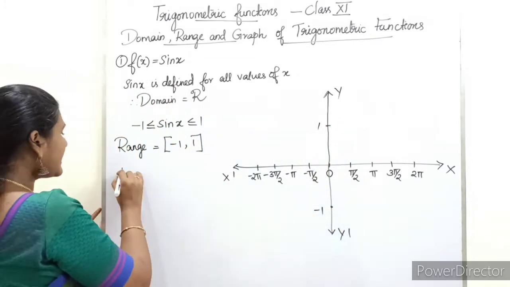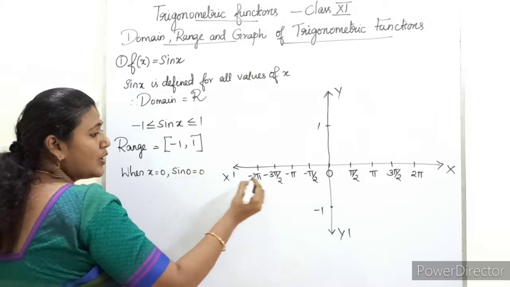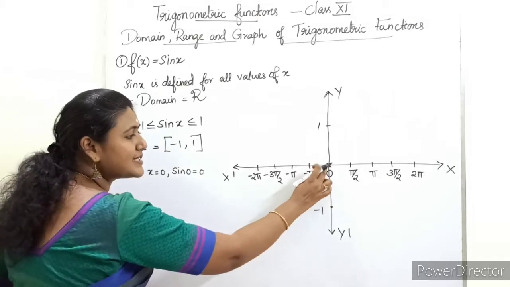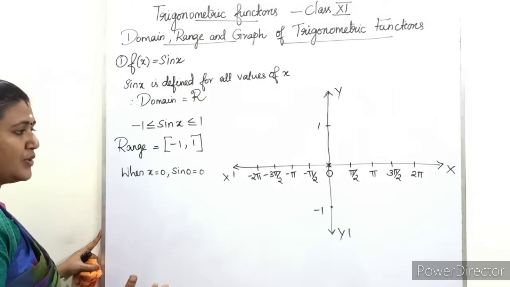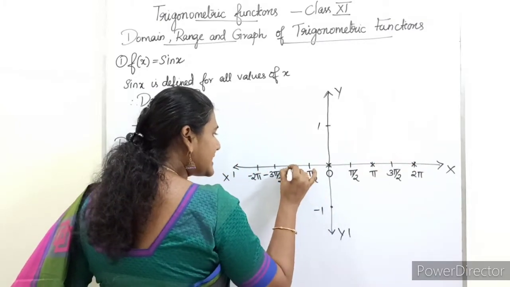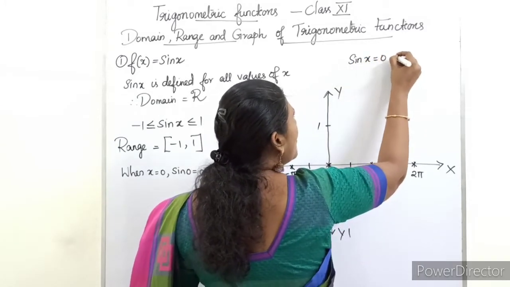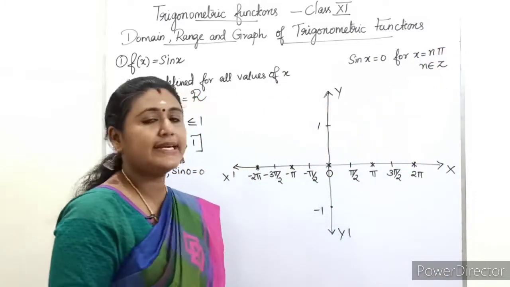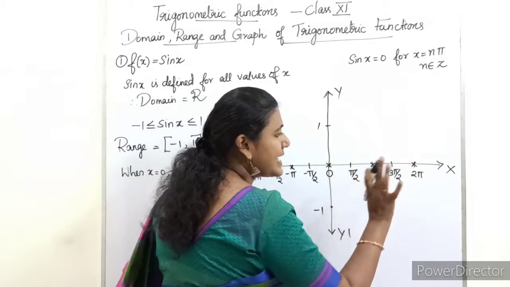Now you see here, when x is equal to 0, what is the value of sine? Sine 0 is 0. So at this point, when the angle is 0 degrees, the sine value is 0. So this is the point. Now you already know when the sine values are zero. Sine values are 0 for all the integral multiples of pi. Already we have studied this: sin x is equal to 0 for x equal to n pi, where n belongs to Z. For all integral multiples of pi, the sine value is 0. So for all these points, sin x is 0.